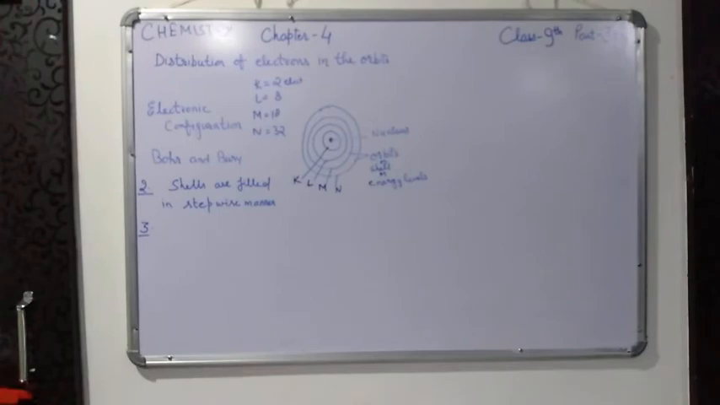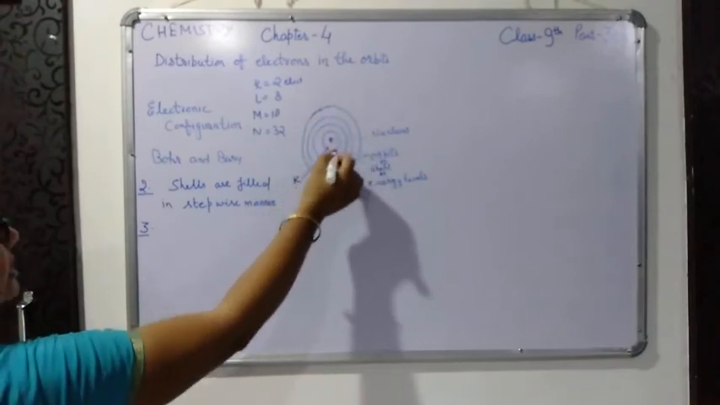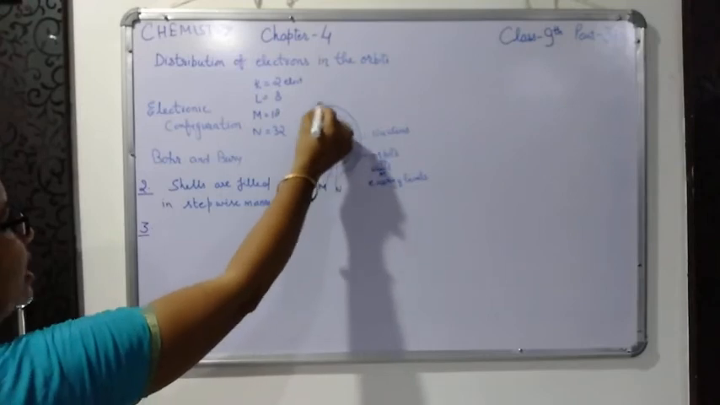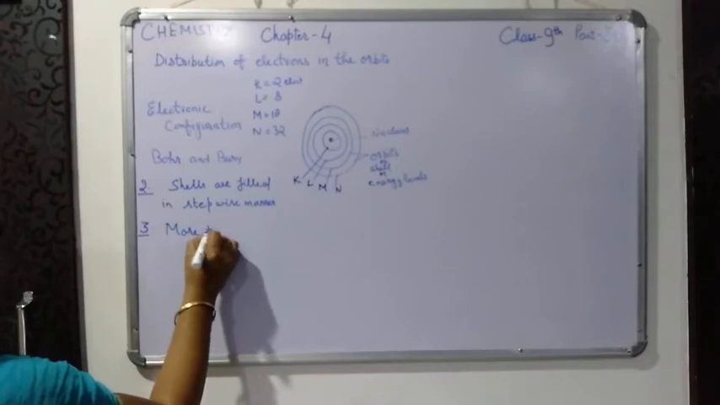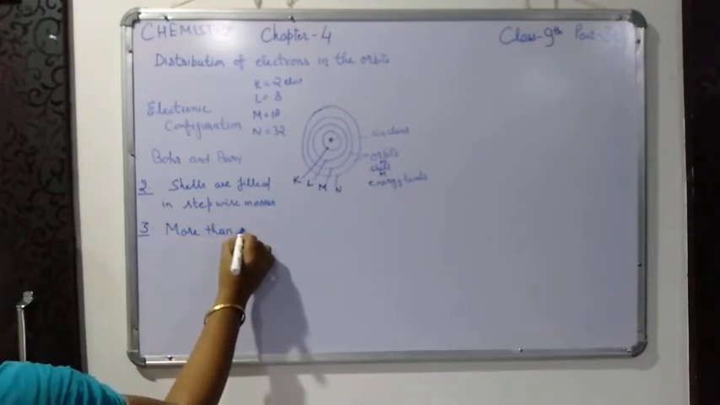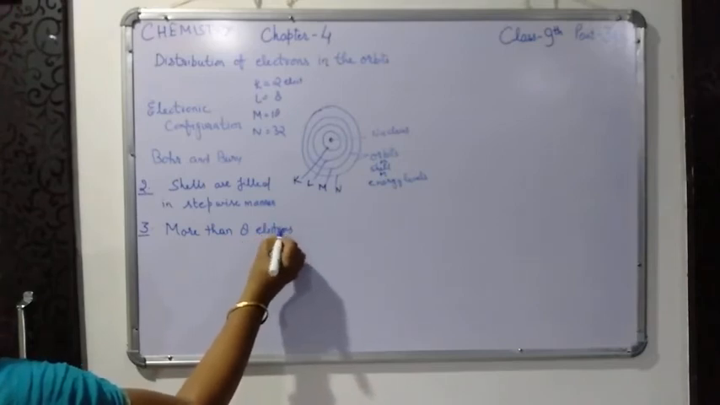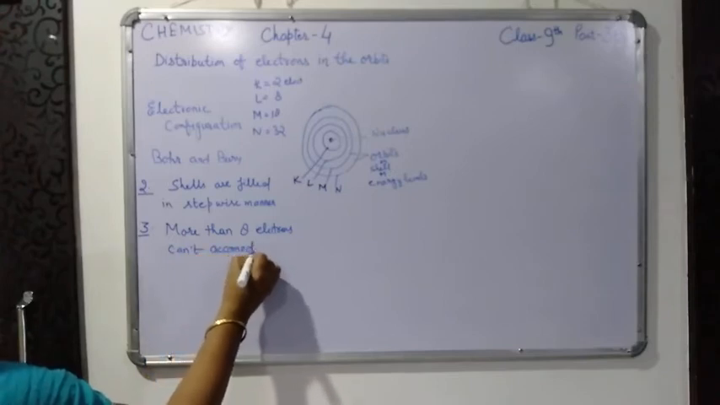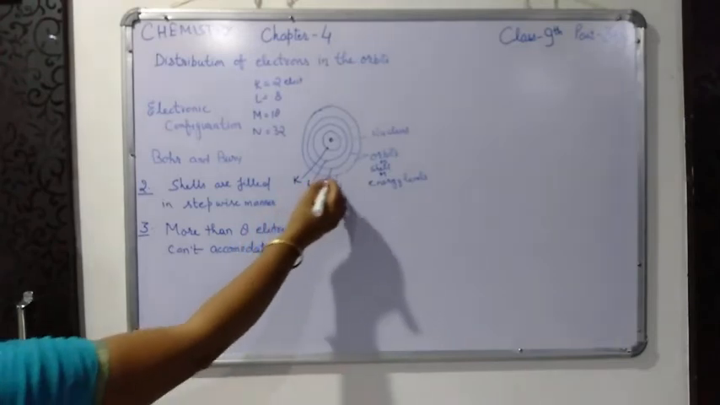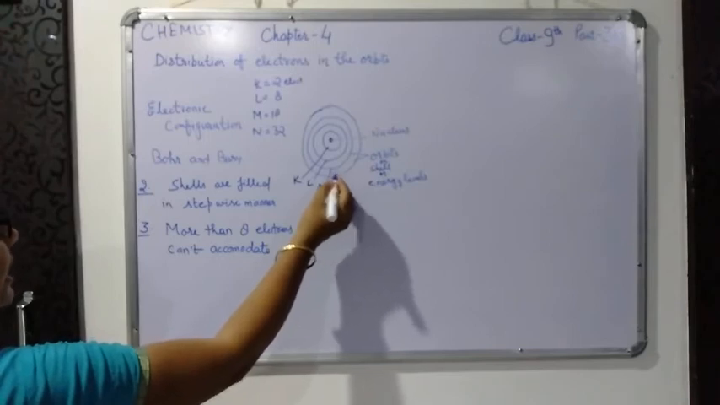The outermost shell of an atom cannot accommodate more than 8 electrons. See, this one is the outermost shell. According to this atom, the last one is the outermost shell. In this shell, more than 8 electrons can't accommodate. The maximum capacity of this last shell is 8 electrons.